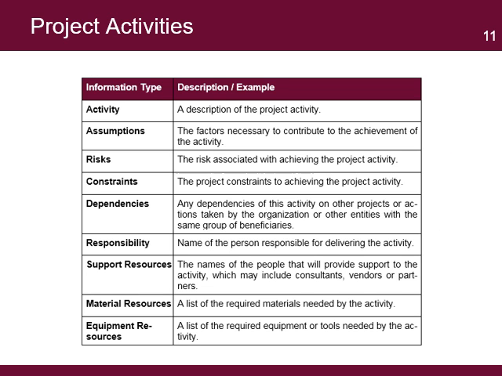Activities are the work the project team will do to deliver the planned outputs. This information includes the factors necessary to contribute to the achievement of the activity. These are the risks, constraints, and any dependencies with other activities, tasks, or actions. Additional information includes the name of the person responsible for delivering the activity, the names of the people that will provide support to the activity, which may include consultants, vendors, or partners, and a list of the required materials, equipment, or tools needed by the activity.